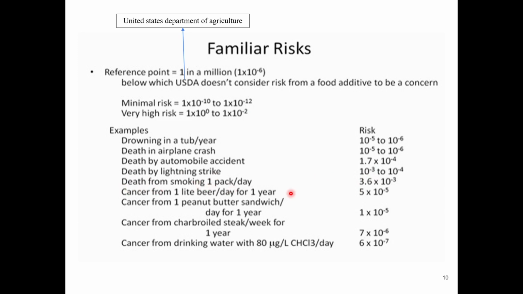Death from smoking 1 pack per day is 3.6 into 10 to the power minus 3. Cancer from 1 liter of beer per day for 1 year is 5 into 10 to the power minus 5. Cancer from 1 peanut butter sandwich per day for 1 year is 1 into 10 to the power minus 5. So it is a real risk basically, greater than 10 to the power minus 6. Cancer from charbroiled steak per week for 1 year is 7 into 10 to the power minus 6. So it is also a risk as per USDA. Cancer from drinking water with 80 microgram per liter CHCl3, that is chloroform, per day is 6 into 10 to the power minus 7. So as per USDA, it is not considered a risk.